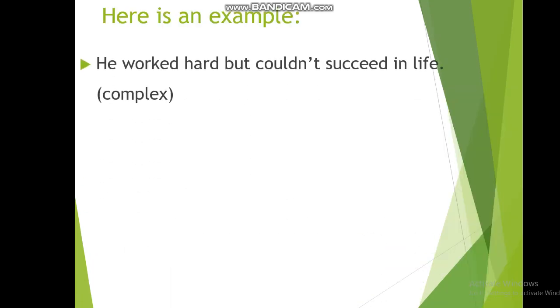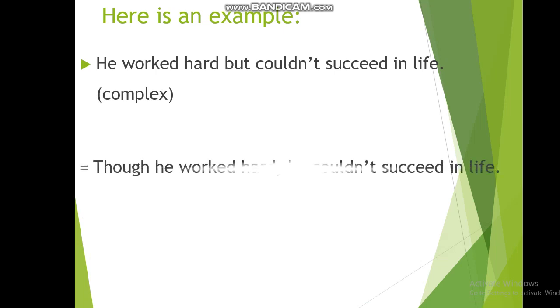Look at an example here. He worked hard but could not succeed in life. This sentence is a compound sentence because we are getting the coordinating conjunction but in the middle. Now there is an order to make it complex. Could you recognize the previous structure? Though, but, in spite of. So: though he worked hard, he could not succeed in life. It is a complex sentence.